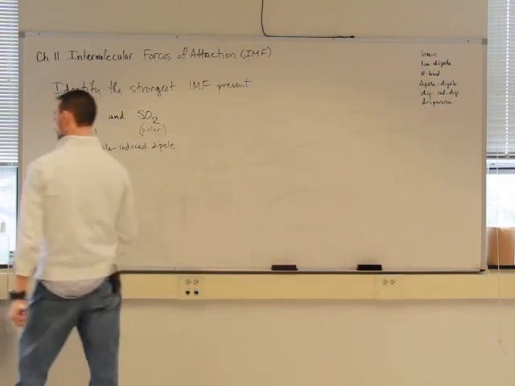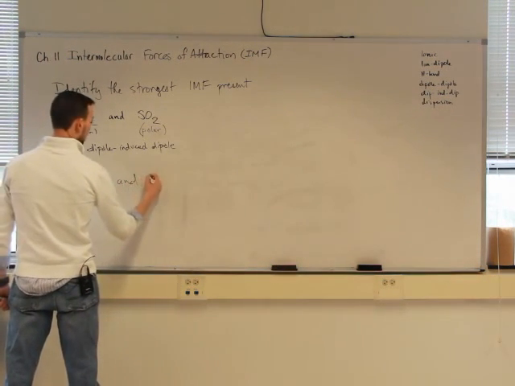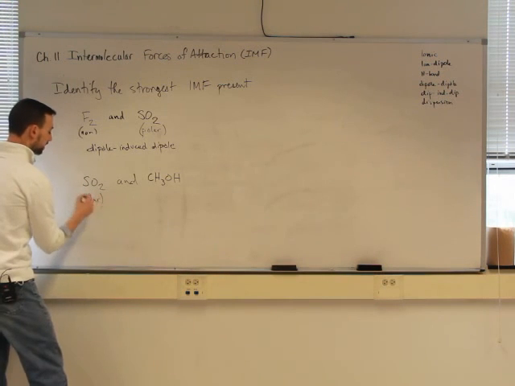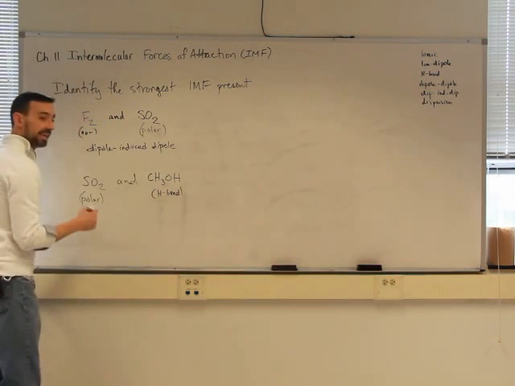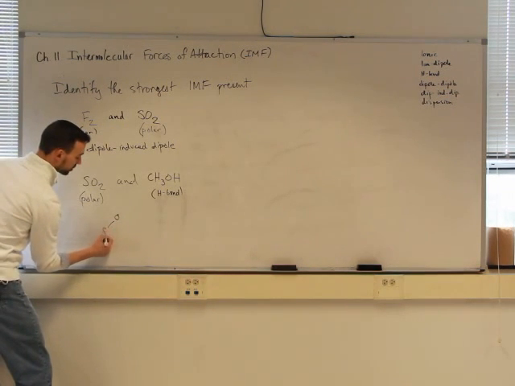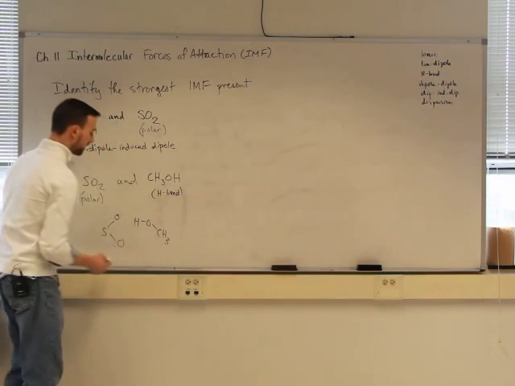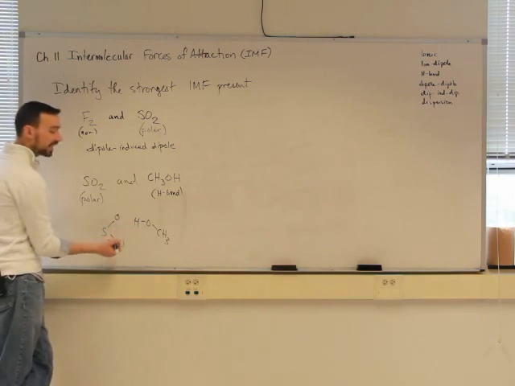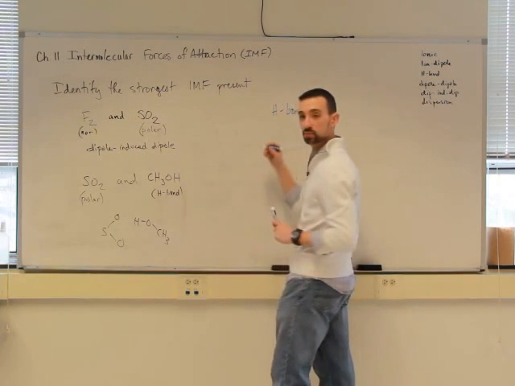Let's continue with SO2 and CH3OH. Now SO2, again, we assigned polar earlier. CH3OH, we said, had hydrogen bonding. In the case of SO2, let me draw it this way. I'm going to draw the oxygens pointing towards the methanol group. It's tempting to say that we could have what we're looking for, because hydrogen bonding in reality, and I did not draw this accurately earlier for you, that's when the video expired.